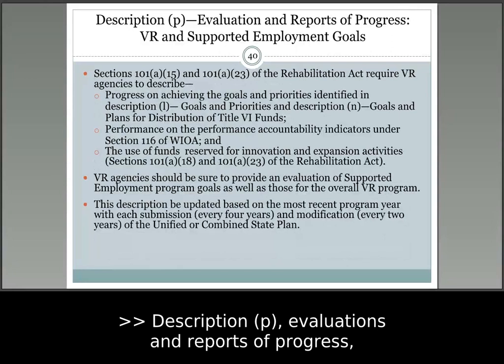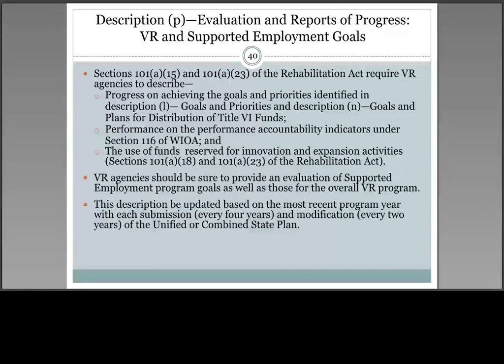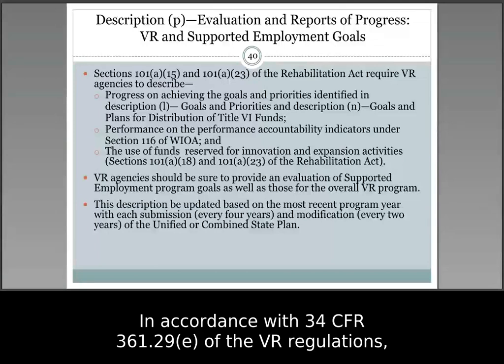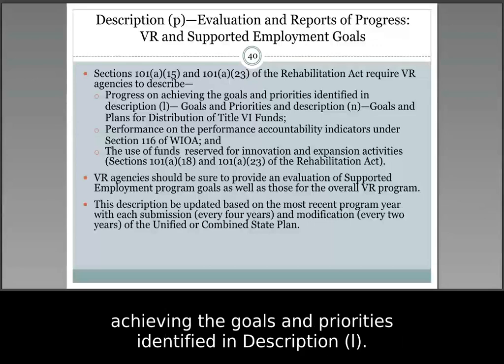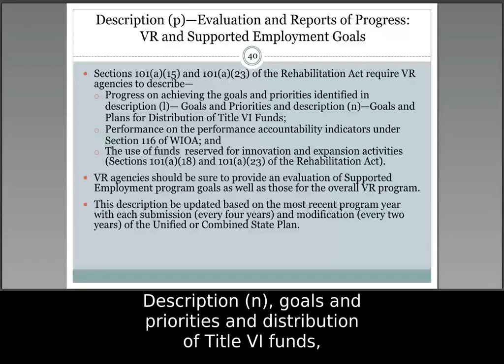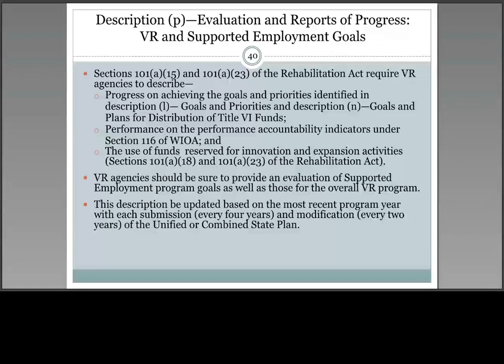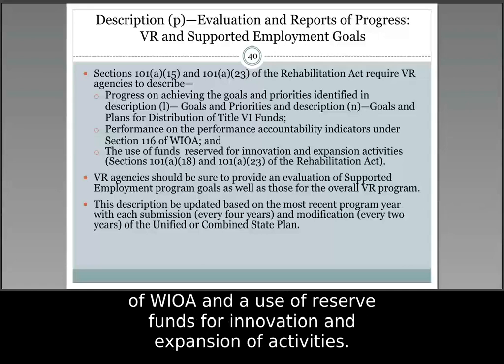Description P, Evaluation and Reports of Progress, Vocational Rehabilitation and Supported Employment Goals. In accordance with 34 CFR 361.29(e) of the VR regulations, Description P is required to describe the agency's progress on achieving the goals and priorities identified in Description L, Description N, goals and priorities and distribution of Title VI funds, performance of the Federal Accountability Indicator under Section 116 of WIOA, and the use of reserve funds for innovation and expansion activities.